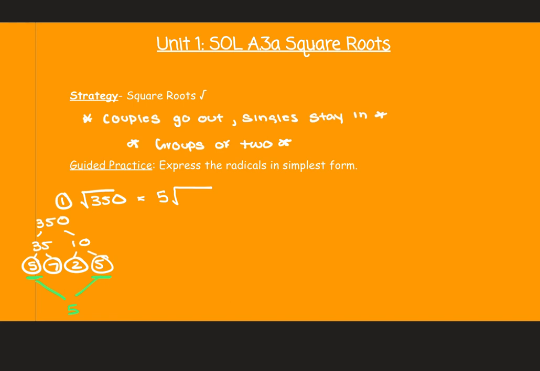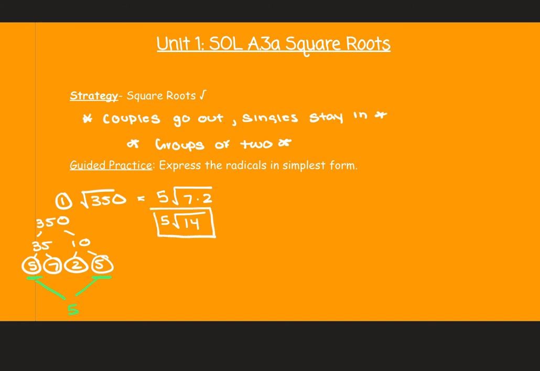Now what I have left over is 7 and 2. 7 doesn't have another 7 to pair with. 2 doesn't have another 2 to pair with. So I'm just going to put those back underneath my radical. That's where it comes from, where singles stay in. Again, I'm going to simplify that by multiplying 7 and 2. So I have 5 times the square root of 14.